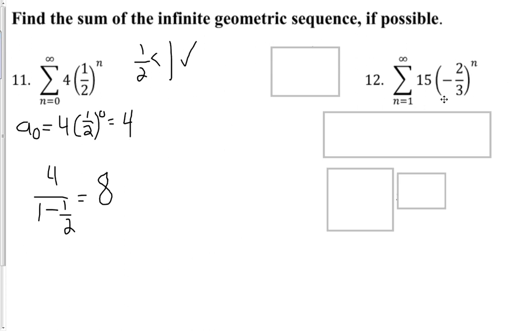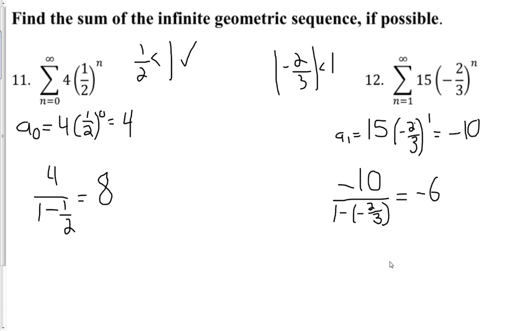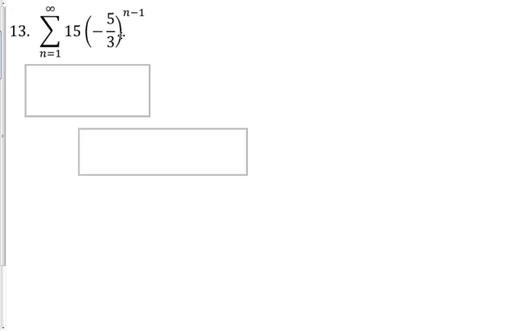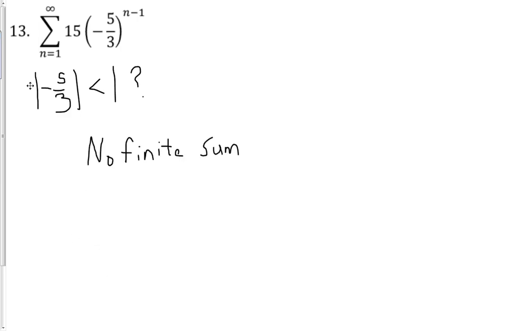Next one, we got negative 2/3. Is negative 2/3 less than 1? Check. Plugging it in. First term, 15 times negative 2/3 to the 1 is going to be negative 30 over 3, which is negative 10. Plugging it in, negative 10 over 1 minus negative 2/3. Yes, this becomes 5/3. And we get negative 6. Trouble reading here. And last one, is negative 5/3 less than 1? No. So there's no finite sum.